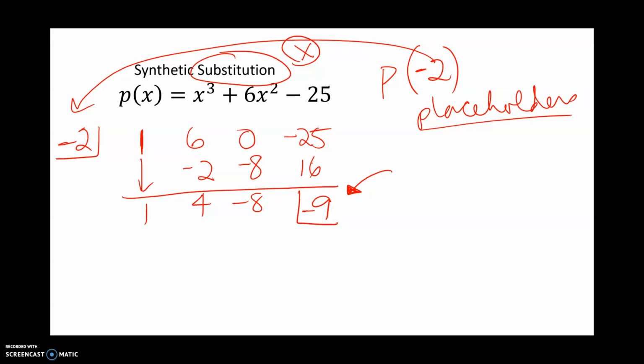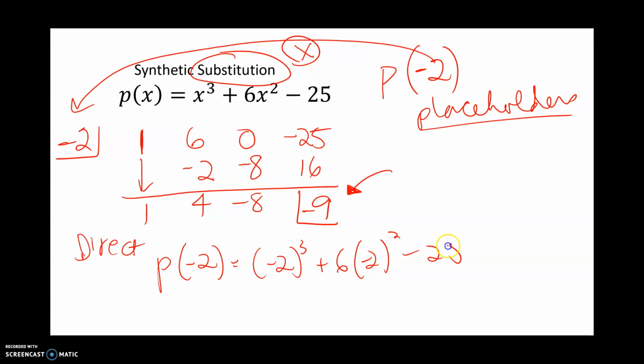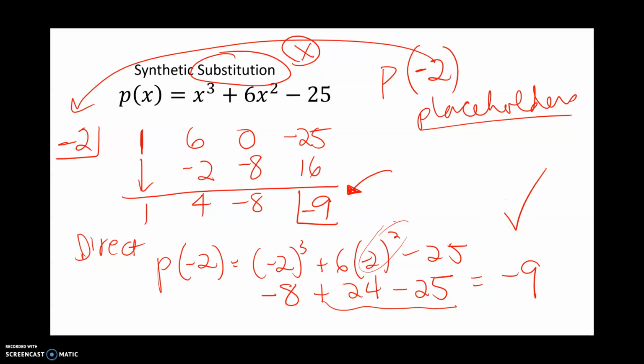All right, let's check it with direct substitution. Basically, this is where I just directly substitute in the -2 where x is. So let's look at what we got. -2 to the third power is -8. -2 squared is 4, so plus 24 minus 25. Notice that is -1 equals -9, and it worked. All right, so you need to tune into the problem statement. Are they asking you to do synthetic substitution, or do you need to divide?